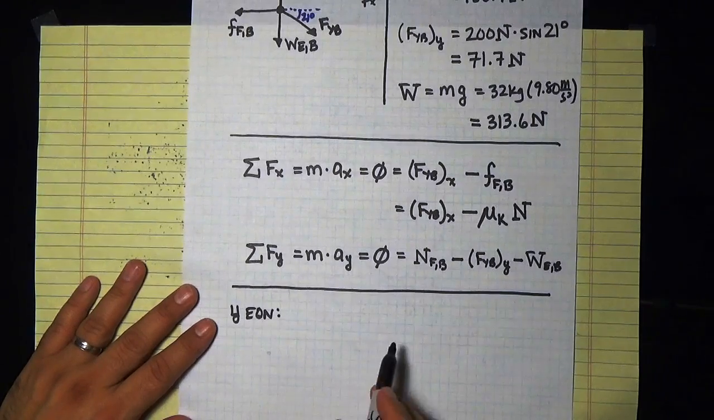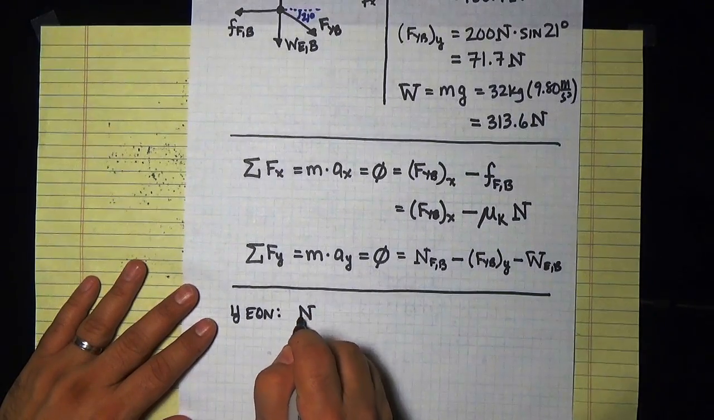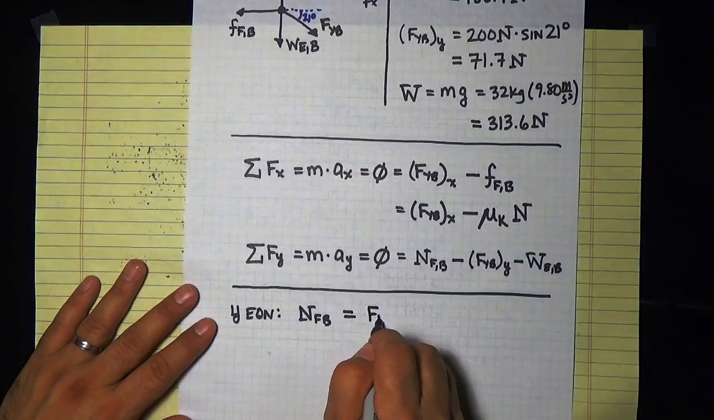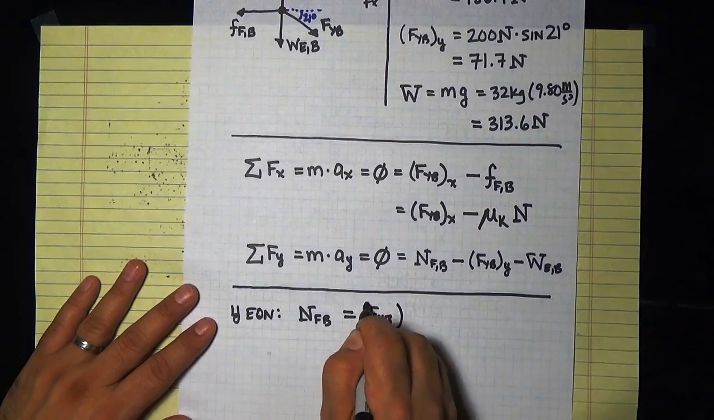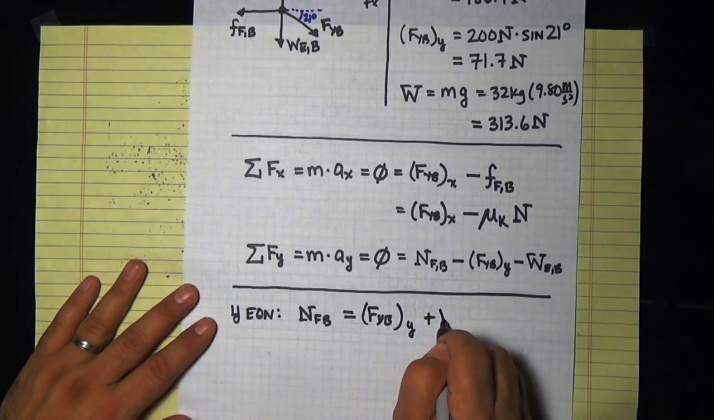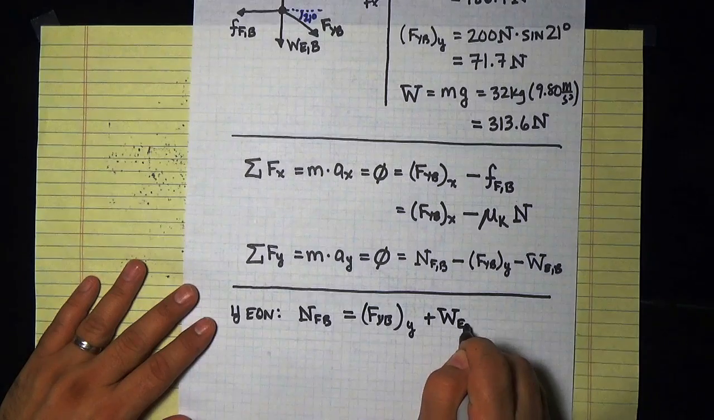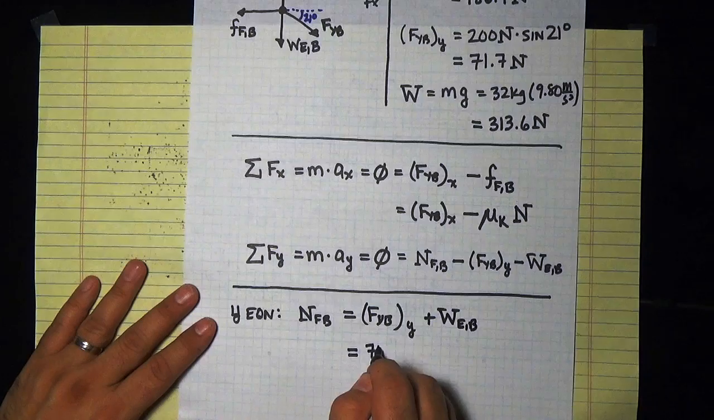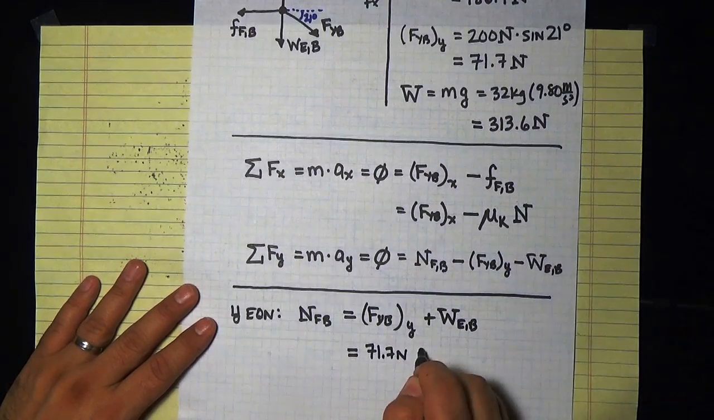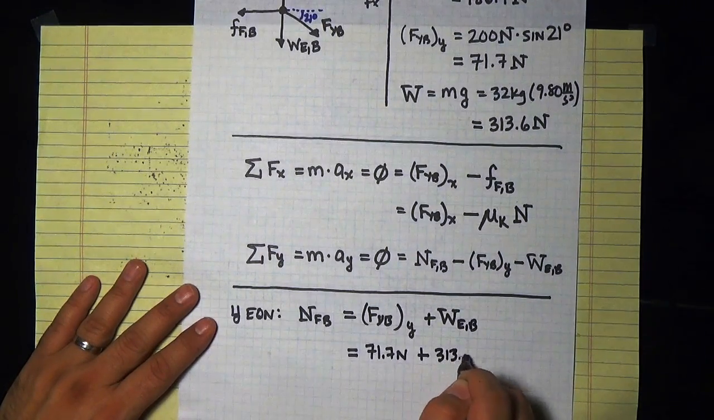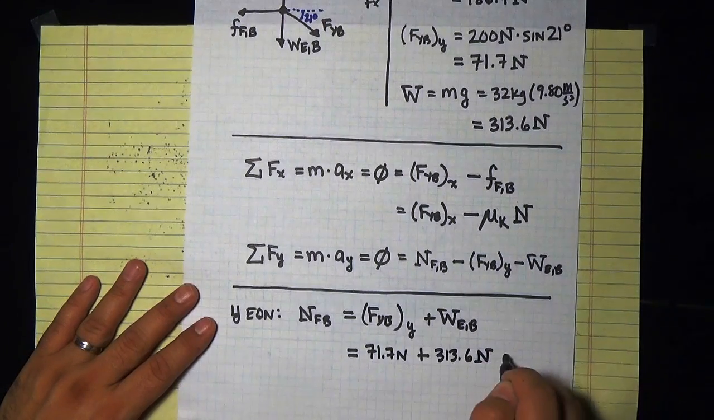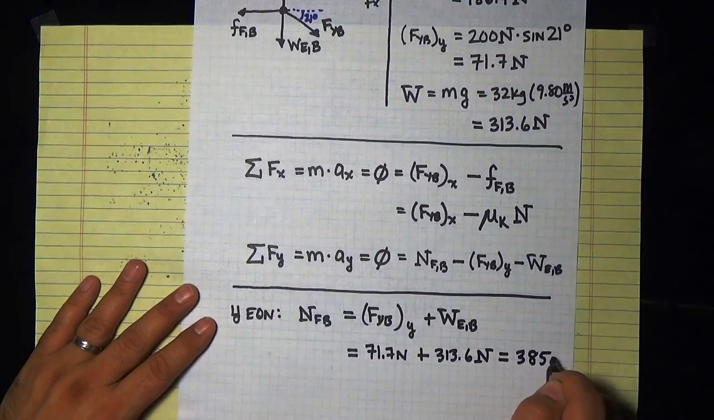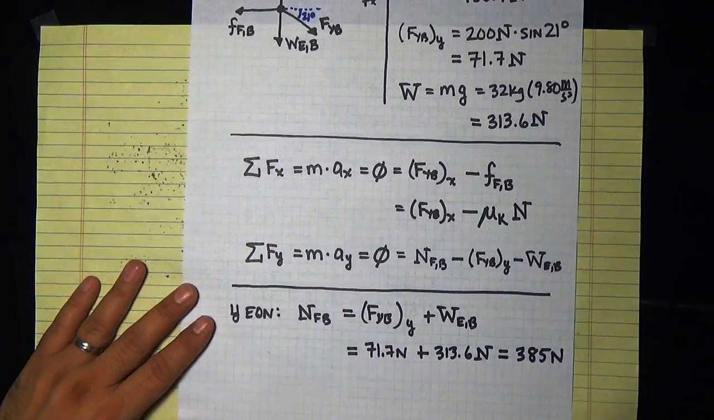I can do a little algebra there and show that the normal force of the floor on the box is equal to the force that you exert on the box in the y direction plus the weight of the earth on the box. And if I numerically put those numbers in, that is 71.7 newtons plus 313.6 newtons, the values I computed above. And so I find that the magnitude of the normal force is 385 newtons.